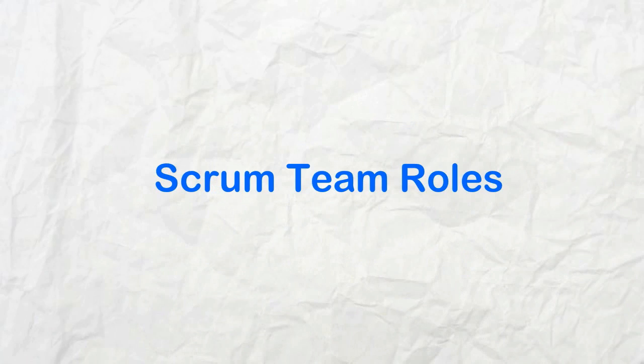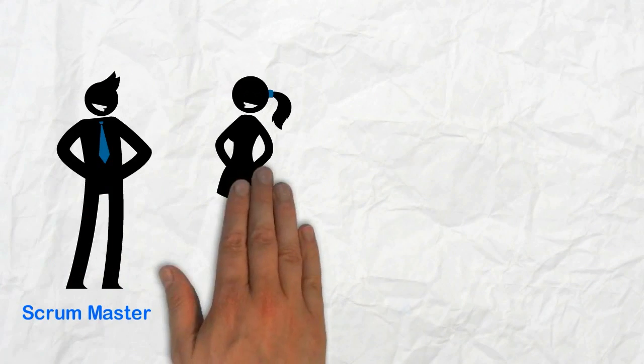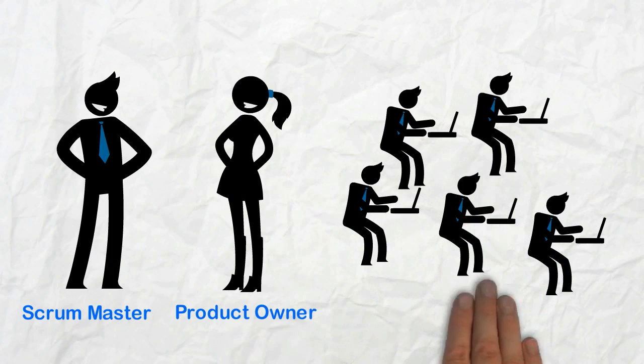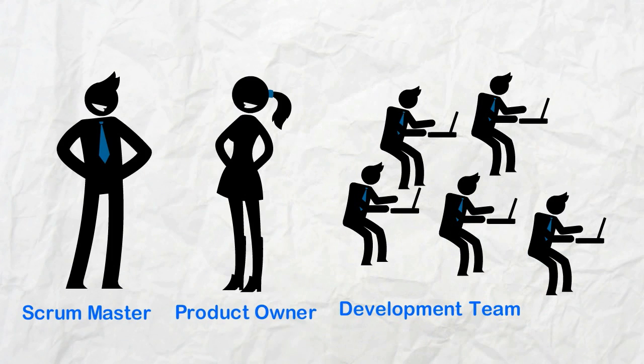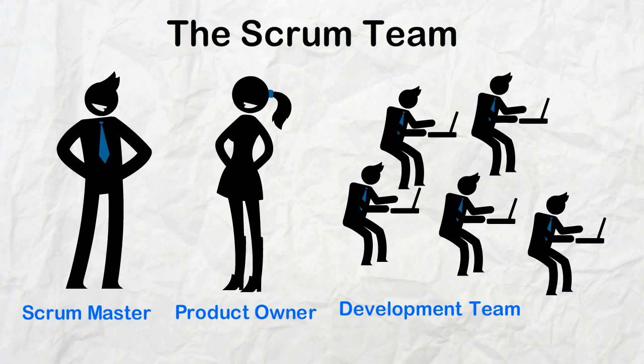Scrum team roles. Scrum simplifies projects down to only 3 roles. Remember, one of the benefits of this framework is keeping things simple. The 3 roles are the Scrum Master, the Product Owner, and the Development Team. These 3 roles form the Scrum team.